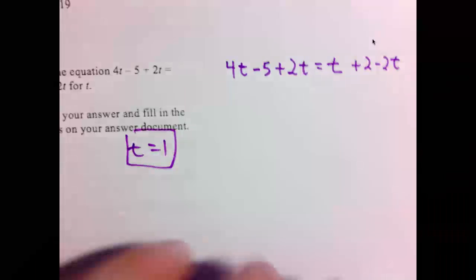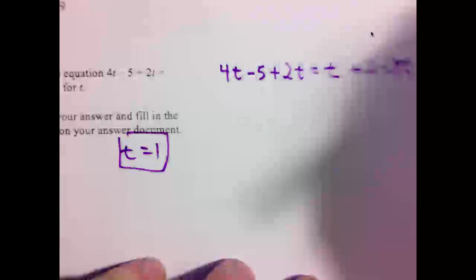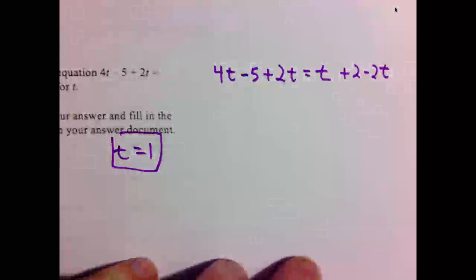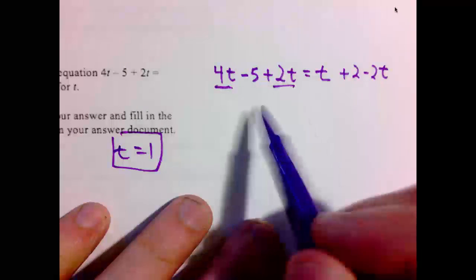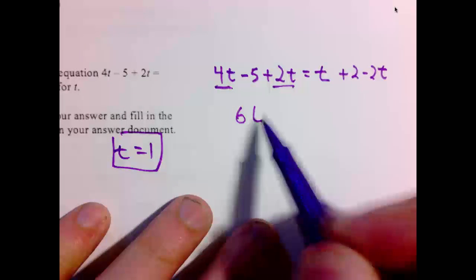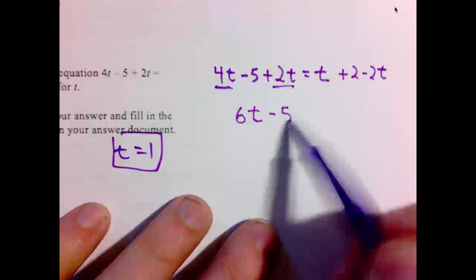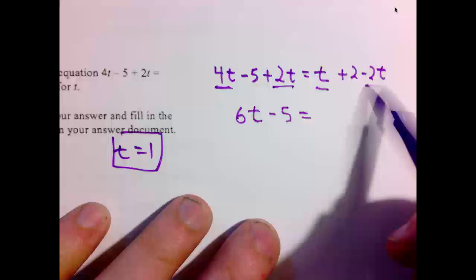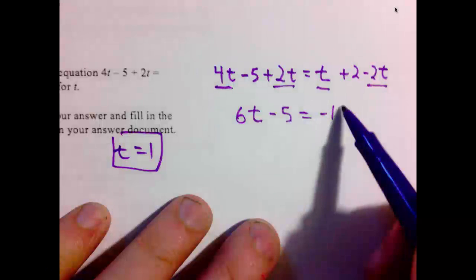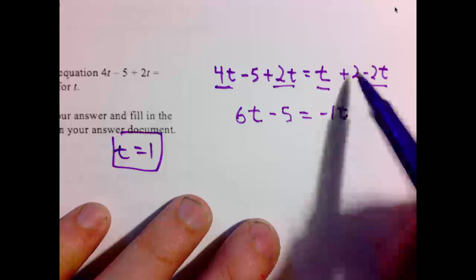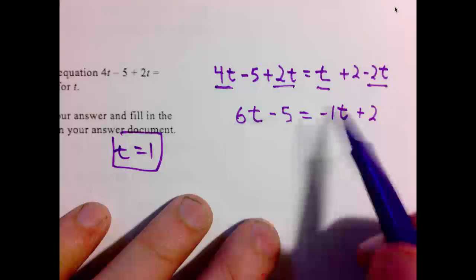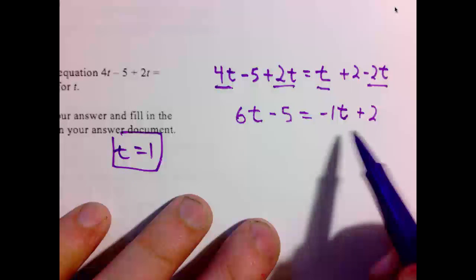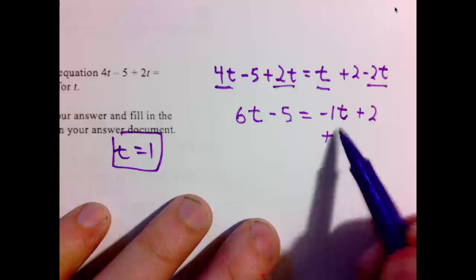Here's how we solve this one algebraically. Copy this down if you did not correctly solve algebraically. First, combining like terms on both sides. 4t and 2t is 6t. Subtract 5 remains. T minus 2t, that's a negative 1t. Don't need the negative 1, but I'll show it. Now, we have variables on both sides. I'll eliminate one of them. Eliminating this negative 1t by adding t to both sides.